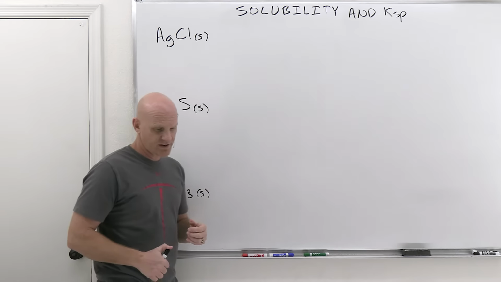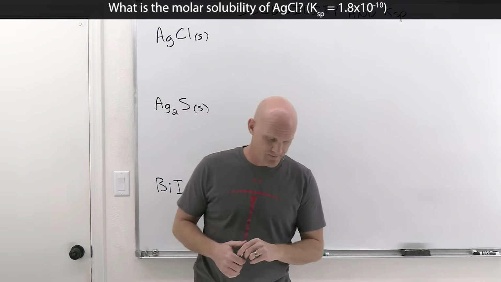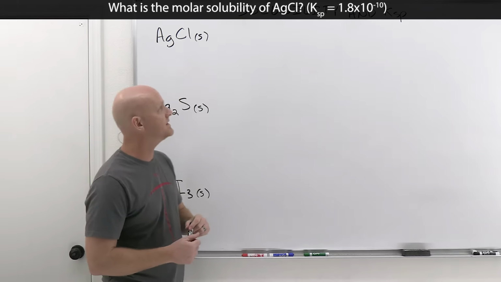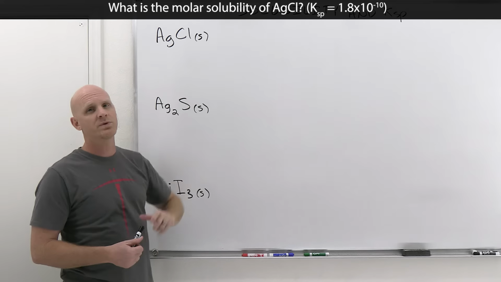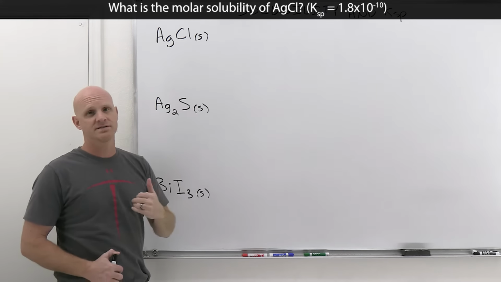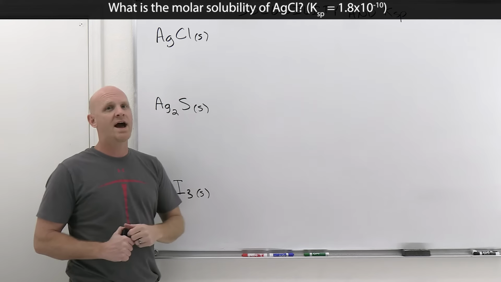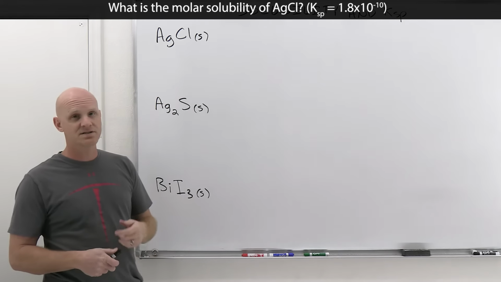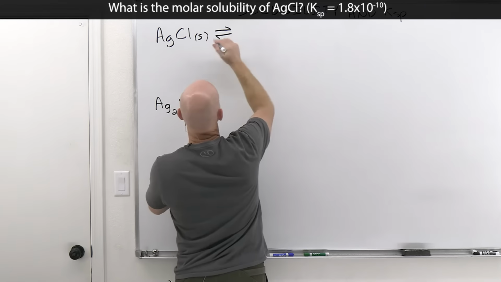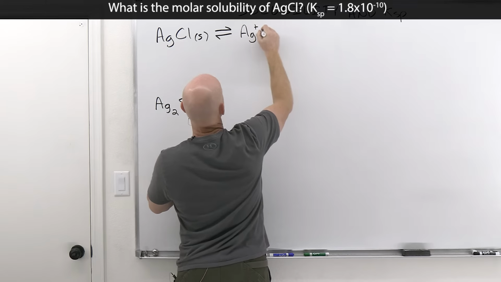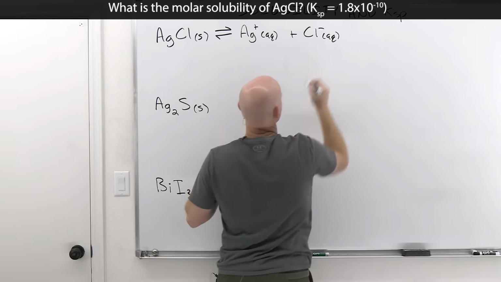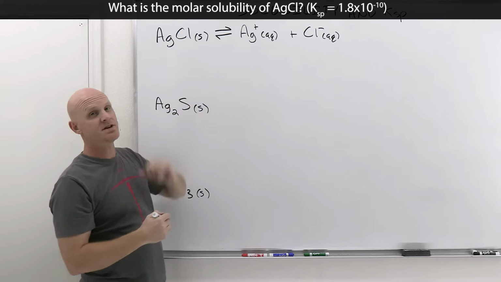So the first question we're going to deal with here is: what is the molar solubility of AgCl? And the Ksp is given as 1.8 times 10 to the negative 10. If we're talking about AgCl and Ksp, then solid AgCl is your reactant. You're always going to have a solid reactant if you're doing any kind of Ksp reaction. And in this case, it's just going to dissociate into its individual ions. So we're going to get a single silver ion and a single chloride ion, and it's just one of each because there's only one of each in the formula.